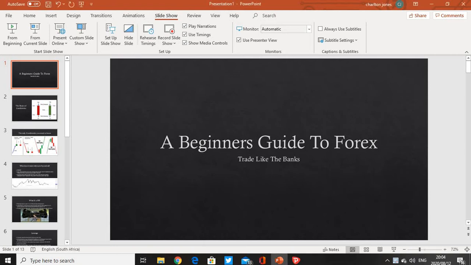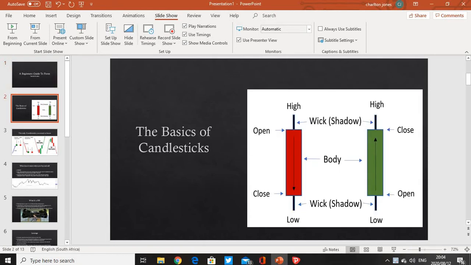So the basics are, when you open a chart, you're going to be using Japanese candlesticks. As we can see, this candle's red. It opened here and it closed over here. So here was your opening price and here was your closing price. So price fell. And this part between the open and the closing price is called the body of the candle.